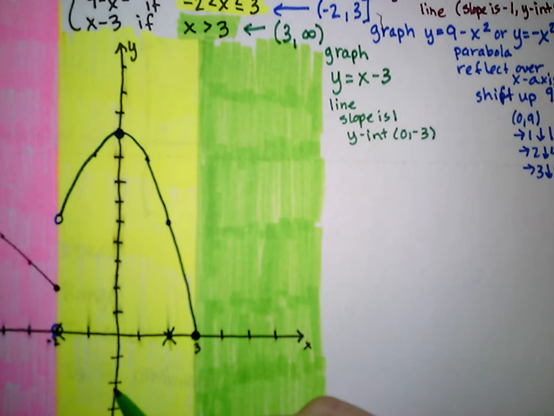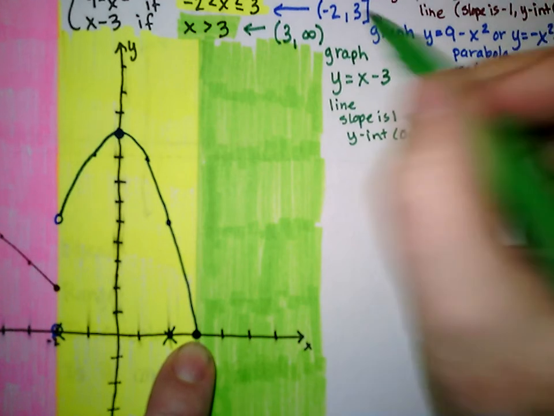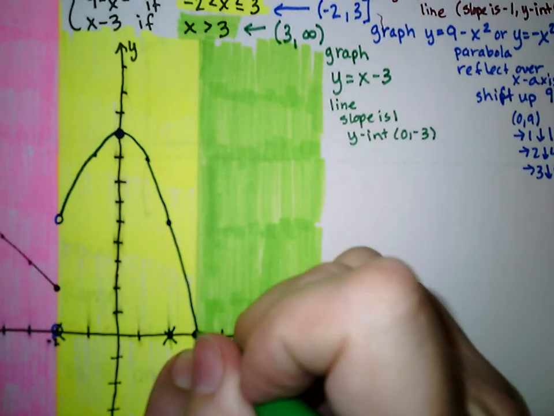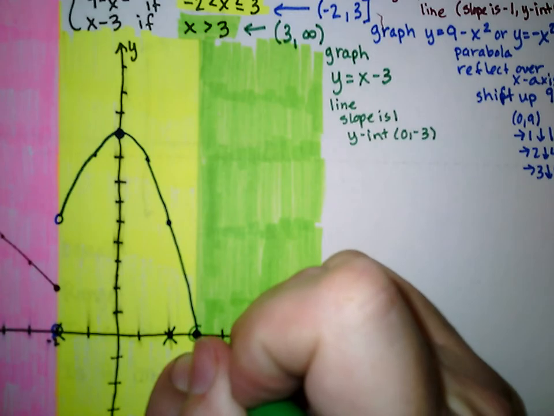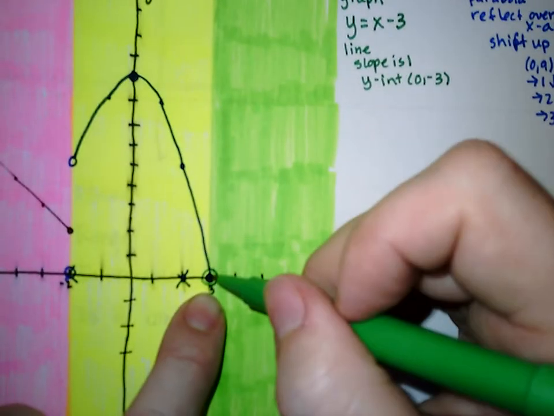So I just follow the pattern. I go up 1, over 1. I can't put a dot there. Up 1, over 1. I can't put a dot there. Up 1, over 1. Okay, I can put a dot there. But on that 3, it's an open circle. Well, I already have a closed circle there, so I'm just going to put my open circle kind of around it so you can tell that they're both there, and then move on.